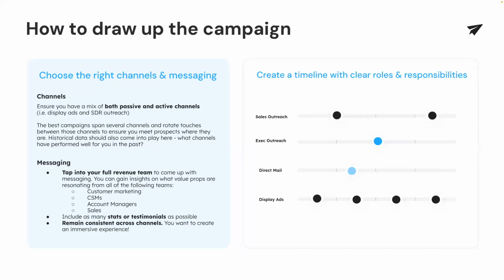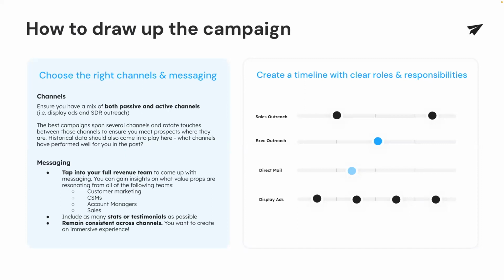Next is messaging. Once you've chosen where you're going to serve this, you want to see what you want to say. The worst thing that can happen is that marketing team sits in a silo, comes up with messaging, and just assumes it will resonate with your prospective customers. You should really tap into your full revenue team, your customer marketing team, your customer success team, your sales team, people that are talking to customers and prospects on a daily basis about their pain points, and use rhetoric and words that you know the customers are using themselves. That will really pique their interest.